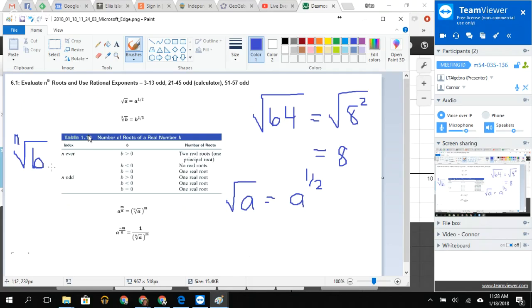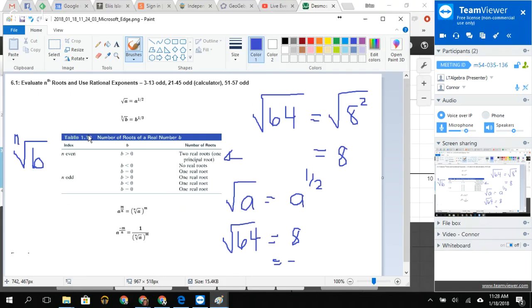So if you take the square root or the 4th root or the 6th root of a number, okay, and the number in here is greater than 0, then you're going to have 2 real roots. Okay, so what I mean by that is, one is the principal root. So if I take the square root of 64, right, the principal root is going to be 8.